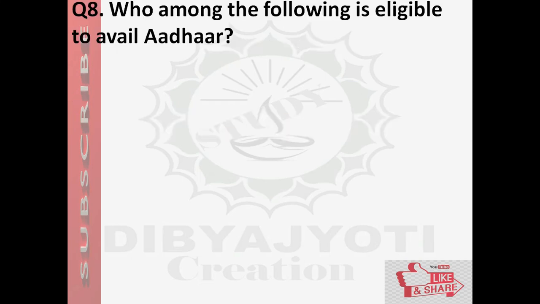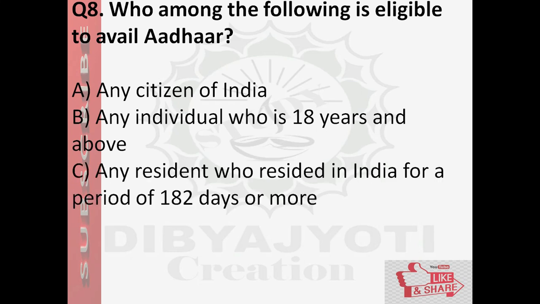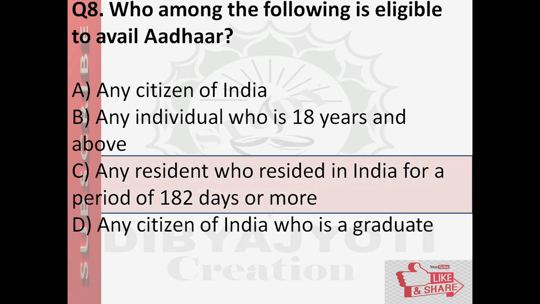The next, who among the following is eligible to avail Aadhaar? Option A, any citizen of India. Option B, any individual who is 18 years and above. Option C, any resident who resides in India for a period of 182 days or more. Option D, any citizen of India who is a graduate. And answer is option C, any resident who resides in India for a period of 182 days or more.